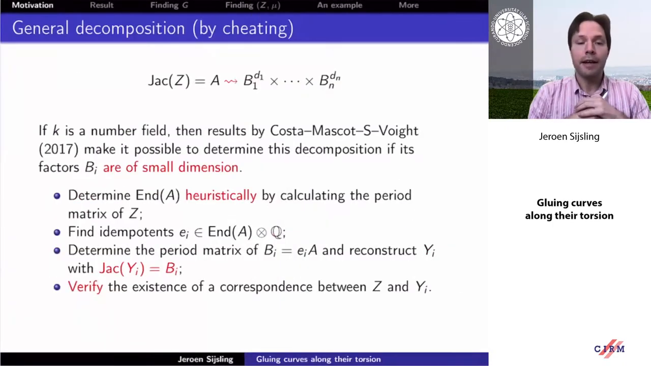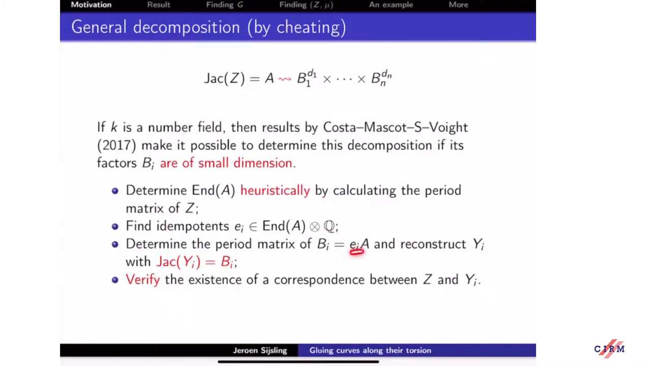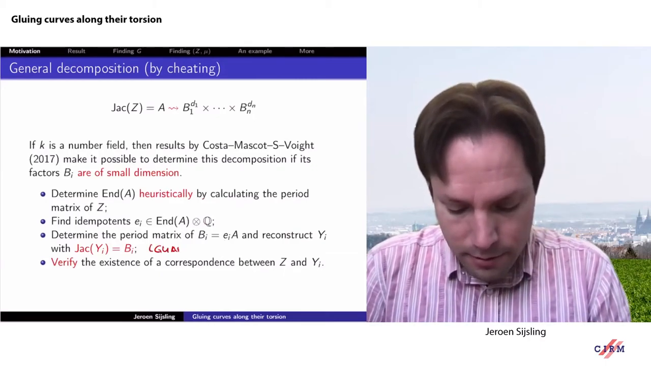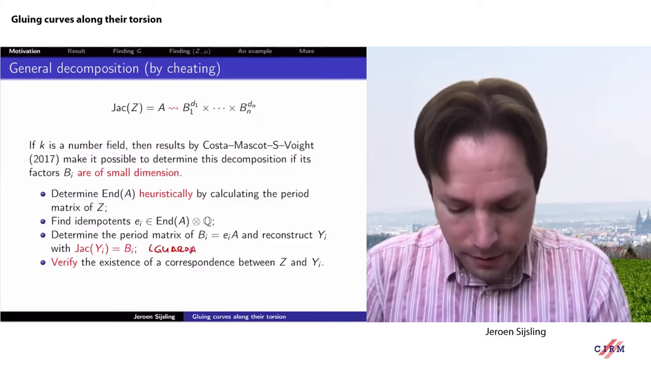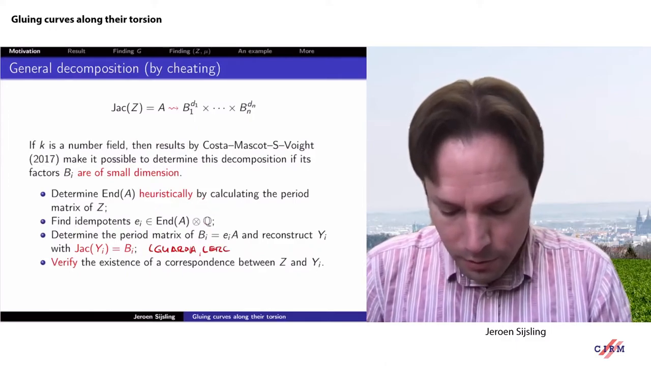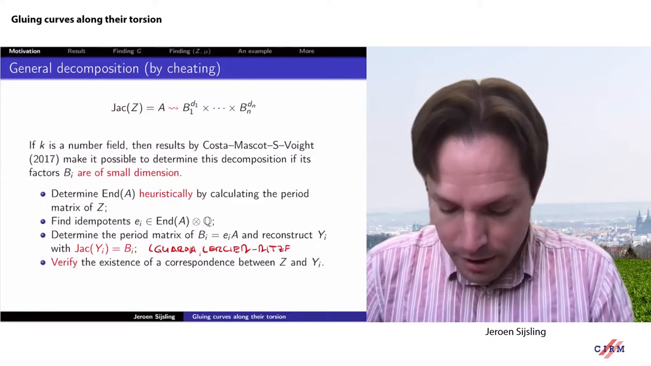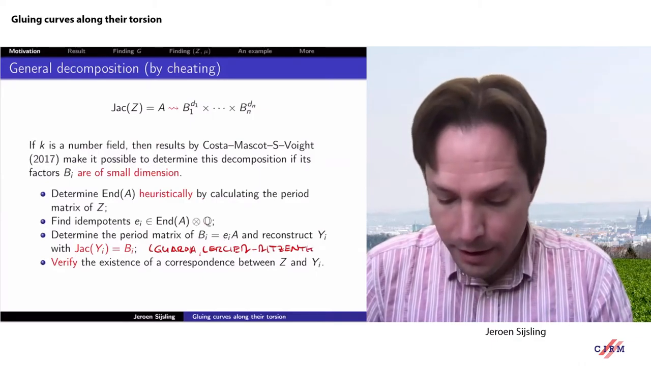Once you have this endomorphism ring, you find idempotents in it, or rather in the corresponding endomorphism algebra. And what you then do is you take the image under those idempotents, which you can do on the level of matrices, for example, by just multiplying out. And you get, at first, period matrices corresponding to the factors B_i. And the nice thing is that if your genus is small, then results by Guàrdia in genus 2, and a small twist of results with Lercier and with Ritzenthaler and Christophe, they allow you to recover a corresponding curve over K again, over the base field.